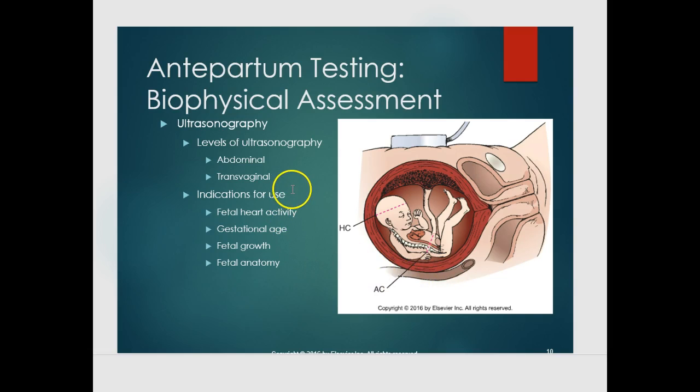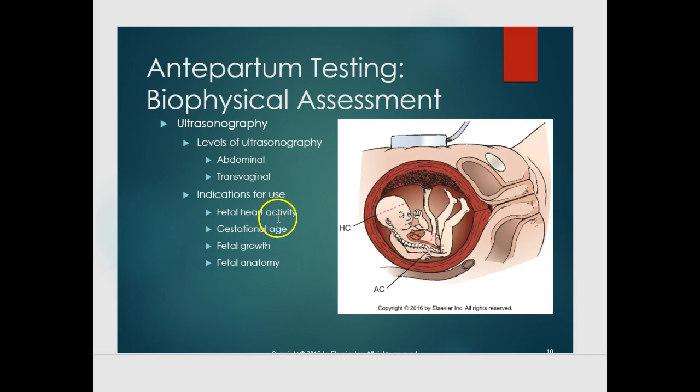So what do we use ultrasound for? Well, the first thing we do is we verify gestational age. That's one of the biggest reasons we use ultrasound. The new ACOG guidelines say that we should verify gestational age in the first trimester so that we have good dates and we have better fetal outcomes.